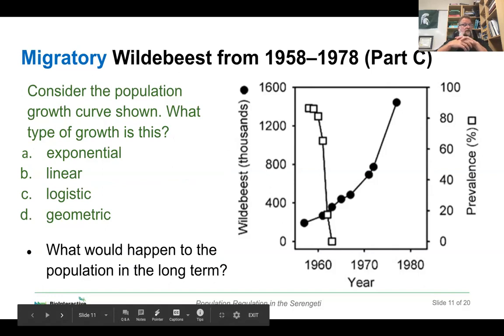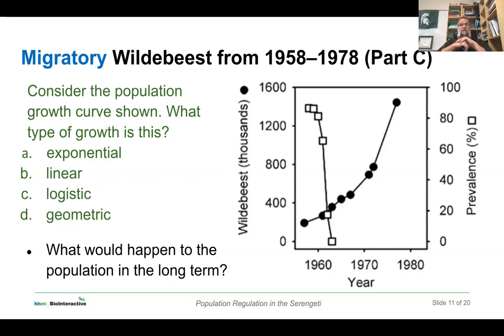Another question is number 5 on the worksheet. Looking at the same diagram, same situation. Consider the population growth curve shown. What type of growth is this? Particularly we want to focus on the wildebeest without rinderpest. Again, I'll be quiet for a moment so you can respond to question 5.